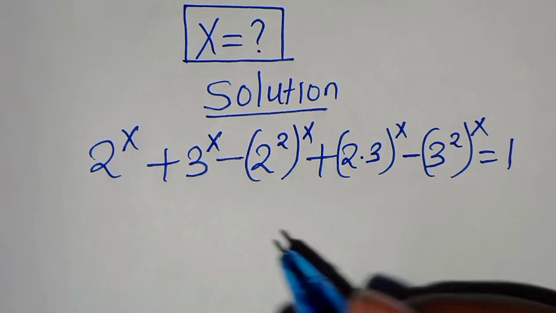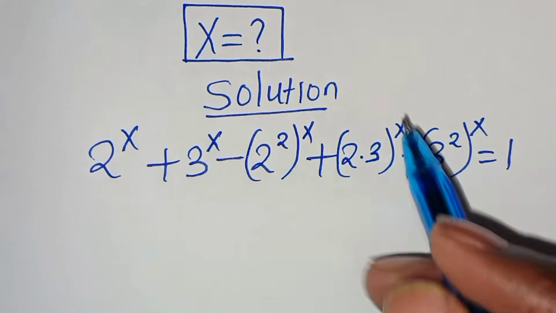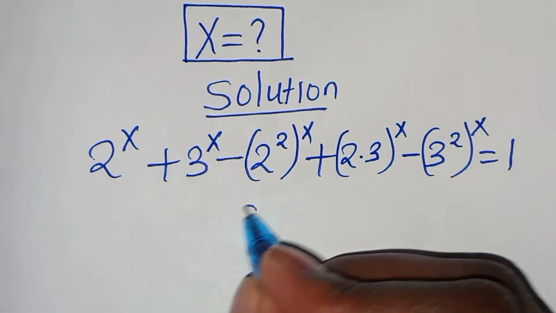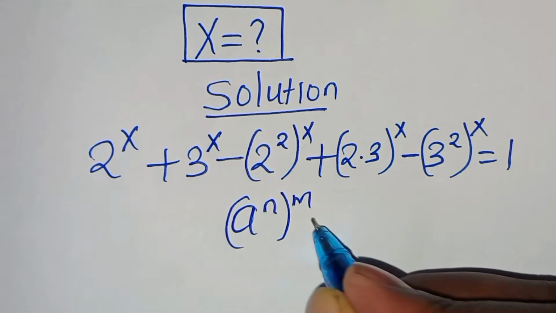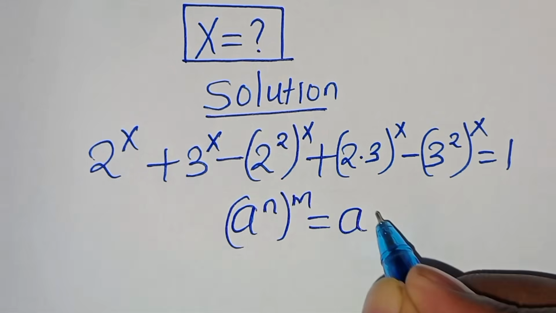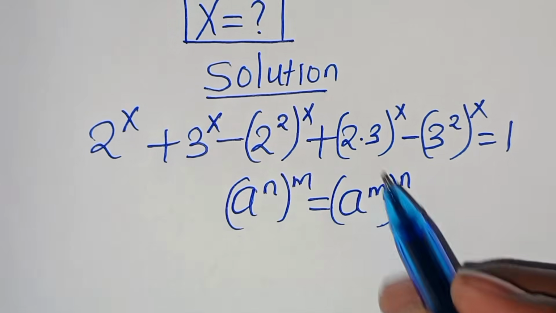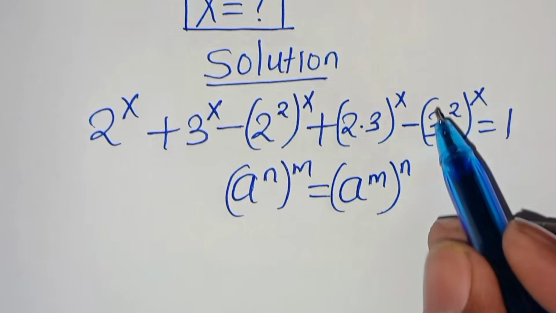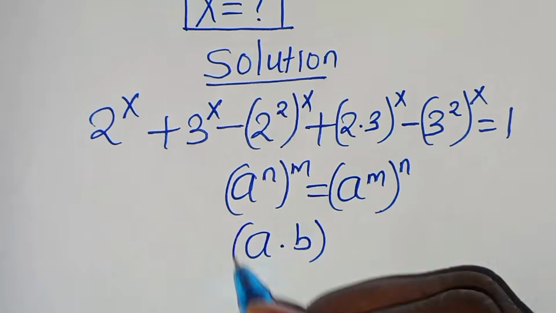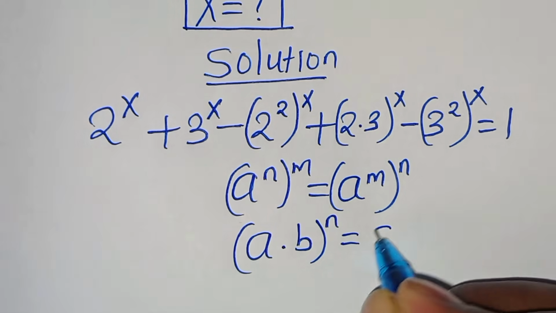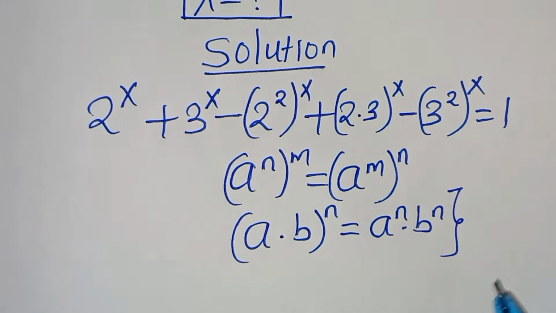Okay, now the next step is that we have 2 to the power of 2 to the power of x. This is in the form of a to the power of n raised to the power of m, which can be expressed as a to the power of m raised to the power of n. We have that 2 times 3 to the power of x. This is in the form of a times b raised to the power of n, which can be expressed as a to the power of n times b to the power of n.